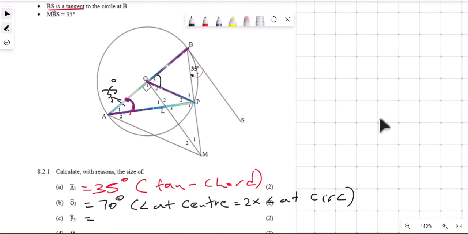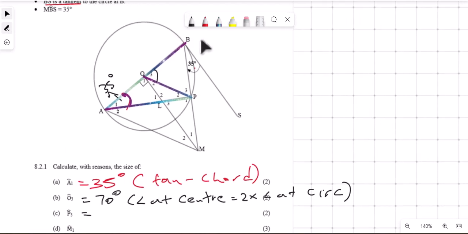Then P3. So remember I said when you get it, write it down. It will help you. It will save you. So we're looking for P3. P3 is also 2 marks, meaning it's a statement and a reason. P3. And we have 70 here.